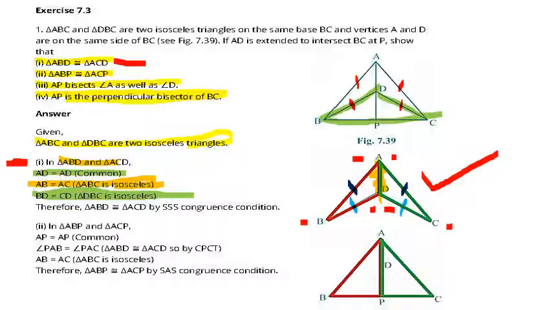So in these two triangles, we have proved that three sides are equal. Therefore, they are congruent by which condition? Yes, SSS congruence condition. So we have done our first part. Now let's move on to the second part.